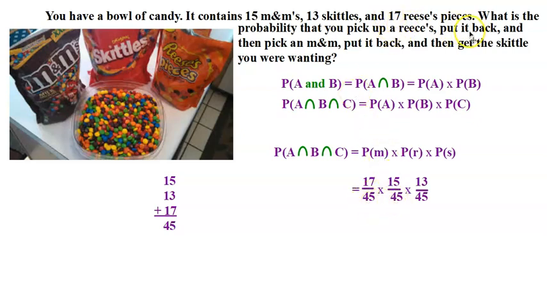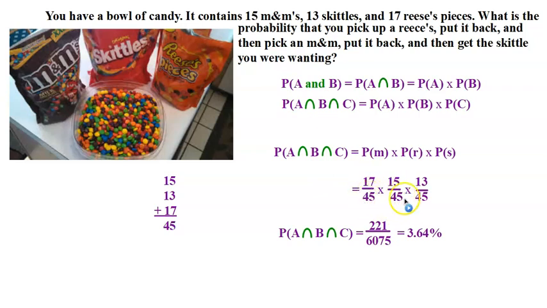Now notice we put the candy back each time because it wasn't the candy we're looking for. So each time it's still out of 45. There's still 45 candies in the bowl until we finally get our Skittle that we're going to eat. And so you just take that, multiply it all together in your calculator, and you end up with 221 out of 6,075, or 3.64%.